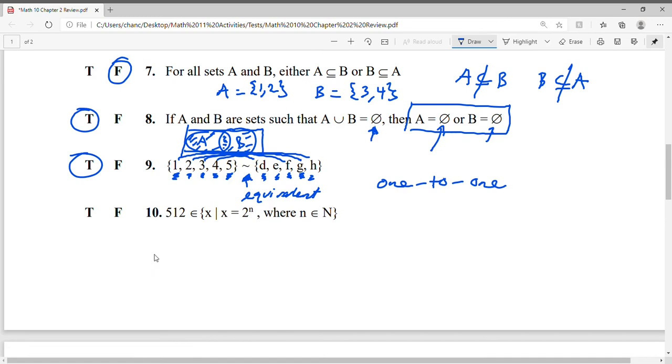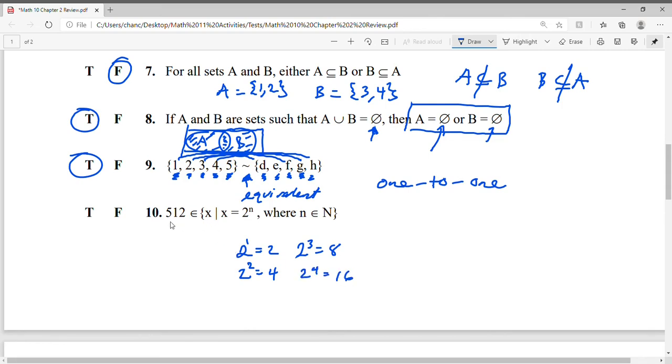In question number 10, we're asking, is 512 an element of this set X such that X equals 2 to the n, where n is a natural number? So let's make a list of numbers. We have 2 to the 1, which is just 2. 2 squared, that's 4. 2 cubed, that's 8. 2 to the 4th, that's 16.